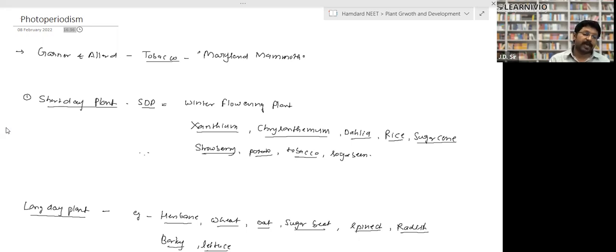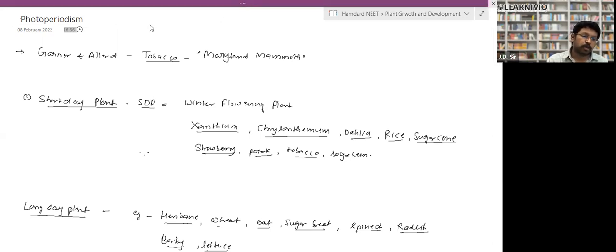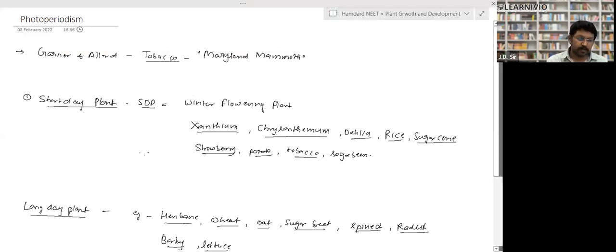So put the heading short day plant, SDP. They are winter flowering plants. They require short photoperiod for floral initiation. Example.